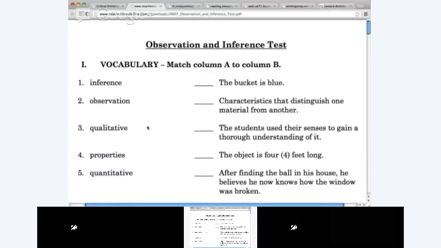Qualitative. What's a qualitative thing? I think the students used their senses to gain a true understanding of it. It's inference. Yes. Or, let's see. Let's think about it. Let's think about qualitative versus inference.